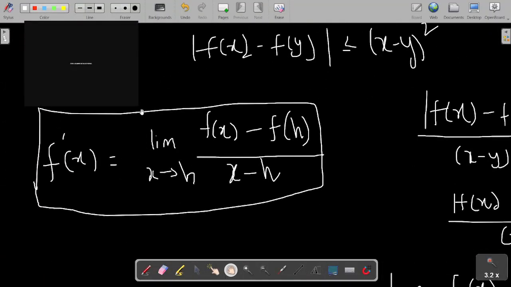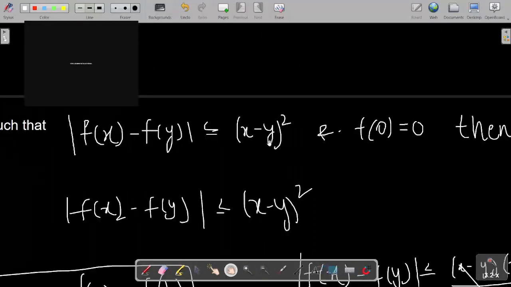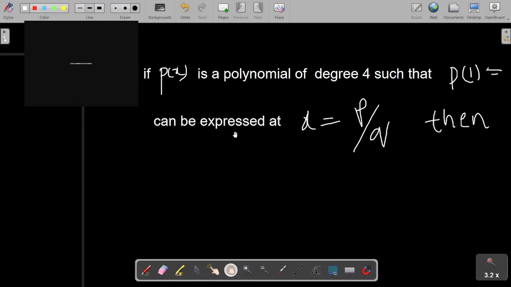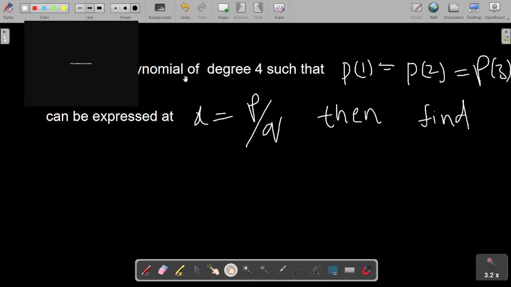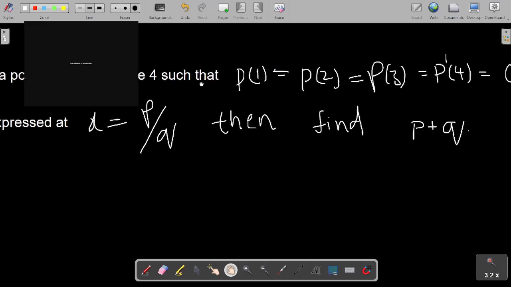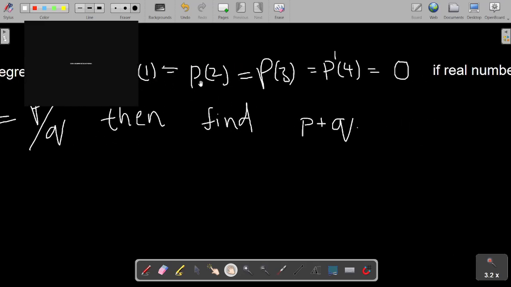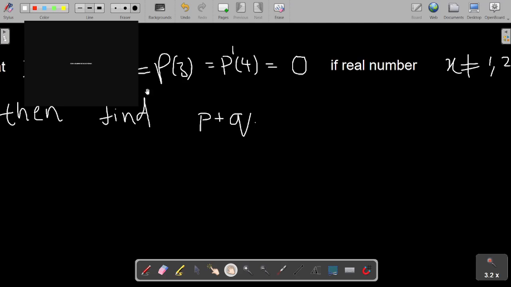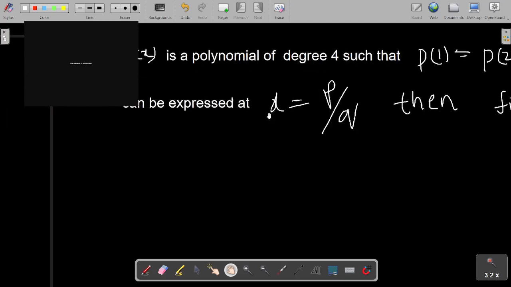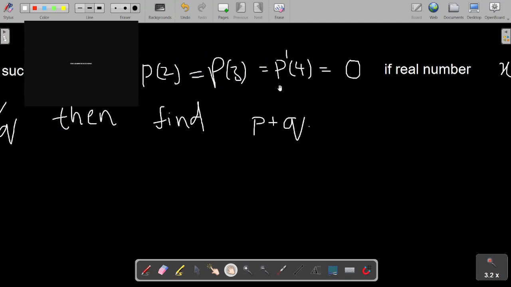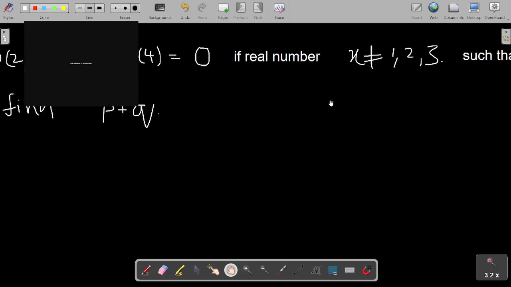If you know this thing, then the problem will be pretty easy. You can solve it pretty easily. So let's move on to the next problem. If p of x is a polynomial of degree 4 such that p of 1 is equal to p of 2 and p of 2 is equal to p of 3, and this equals p dash of 4, the derivative of p when x is equal to 4, and this value is equal to 0.